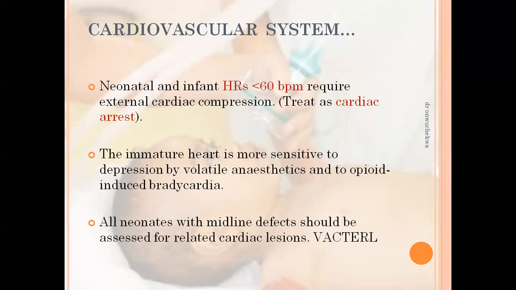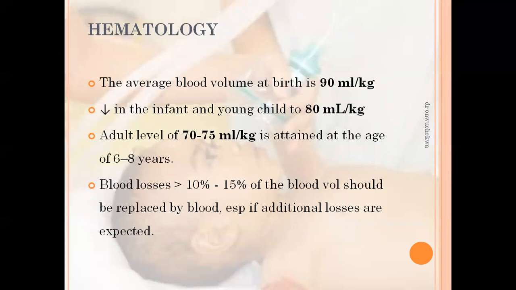The immature heart is more sensitive to depression by volatile anesthetics and to opioid-induced bradycardia. All neonates with midline defects should be assessed for related cardiac lesions. These are the VACTERL anomalies.